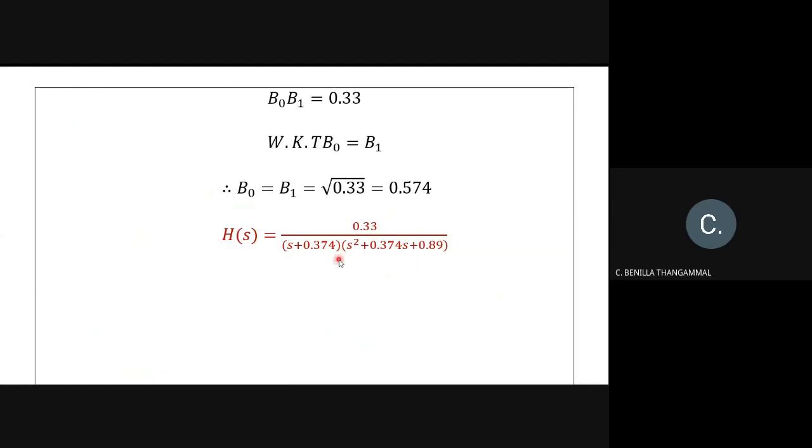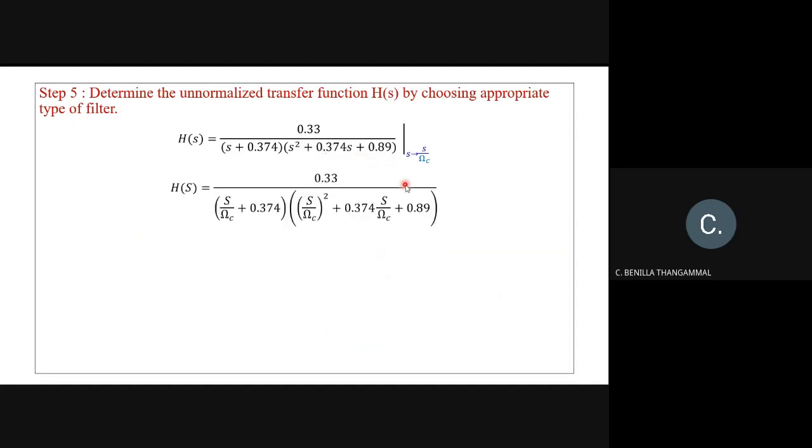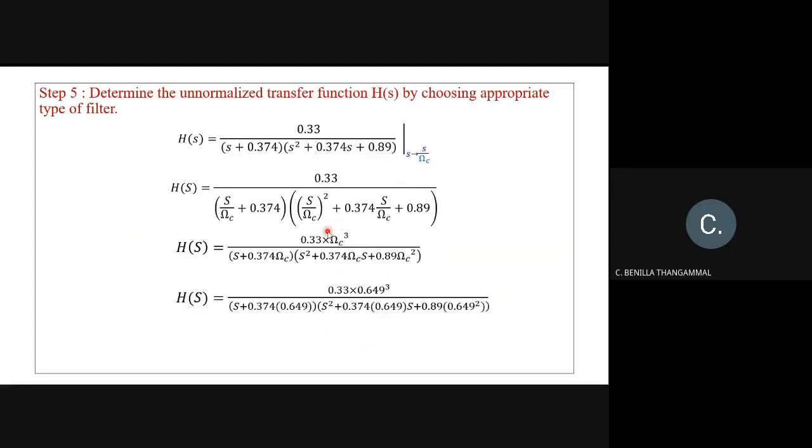So step 5 is to determine your unnormalized transfer function. So here they ask you to find your low pass filter. So replace your s by s by omega c. You'll be getting your value here. So you just solve this expression. Take your LCM for the denominator, omega c cube. The denominator's denominator will be numerator. Substitute your omega c value. So you'll be getting your unnormalized transfer function.